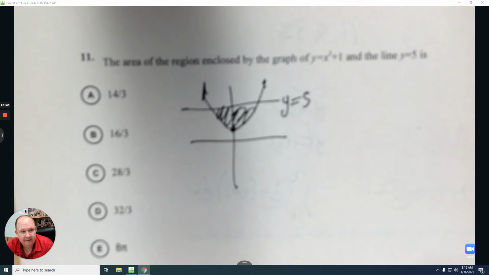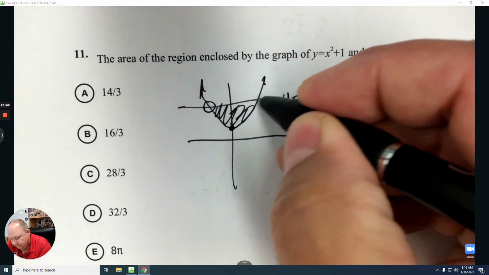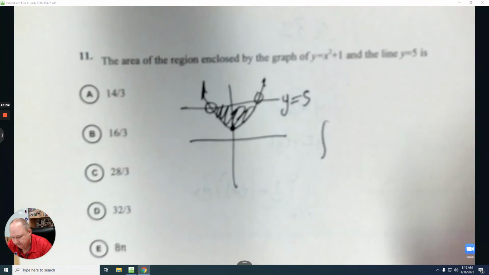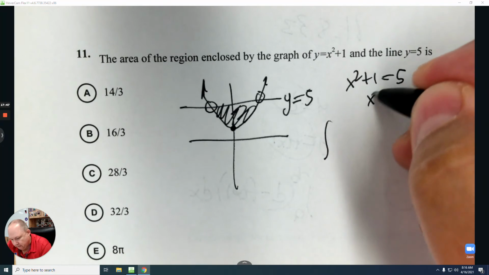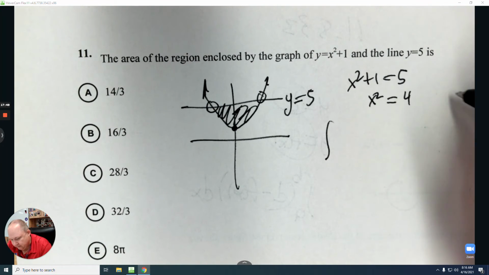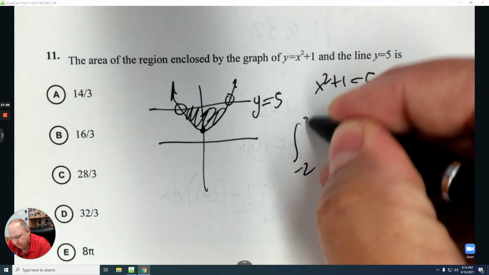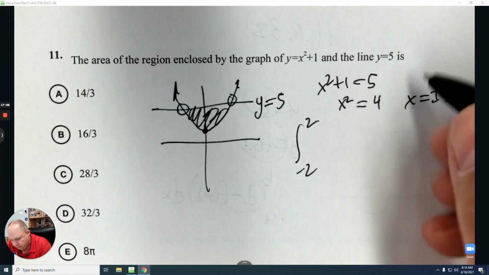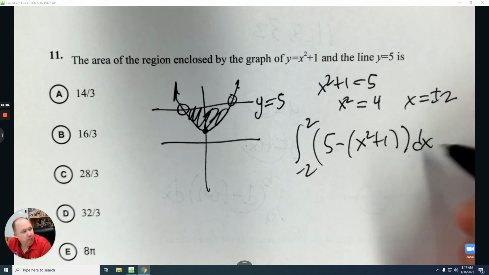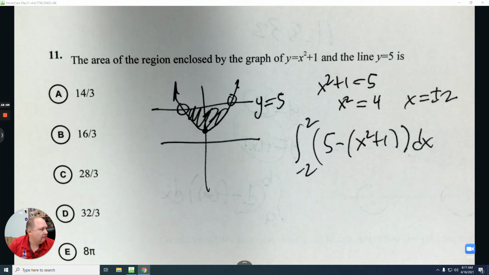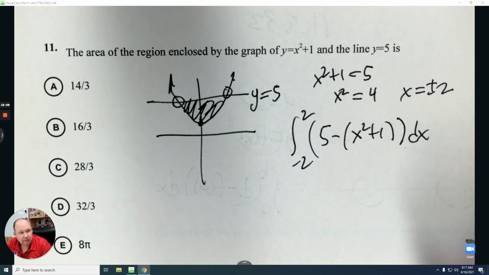So again, we're going to go top subtract bottom. So we're integrating. I need to know the points of intersection so I can find my bounds. So I make them equal to each other and then solve for x. I'm going to subtract 1, take the square root, and you can see the answer is positive and negative 2. Those are my bounds. 5 is on top, x squared plus 1 underneath, and now integrate it.